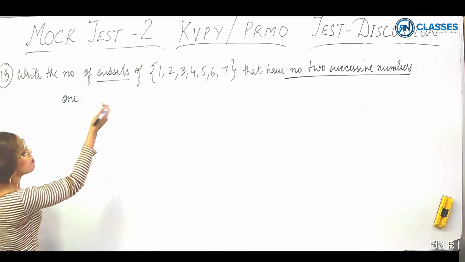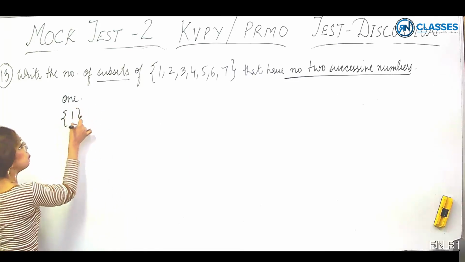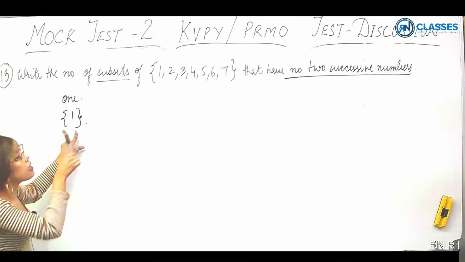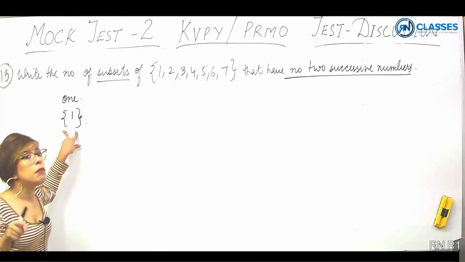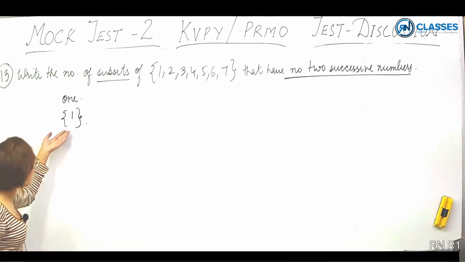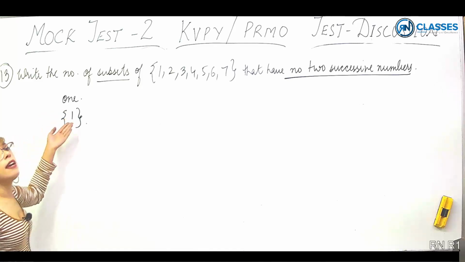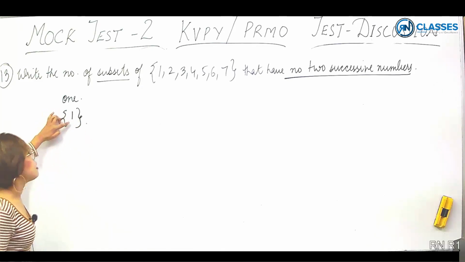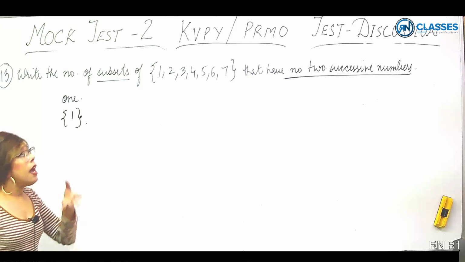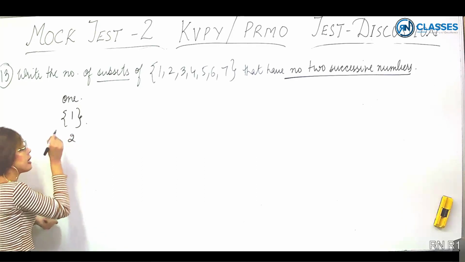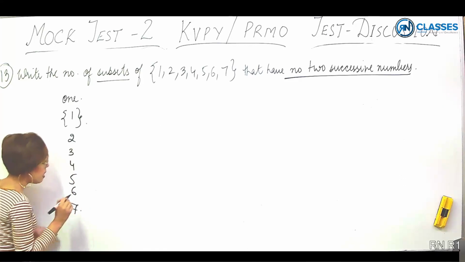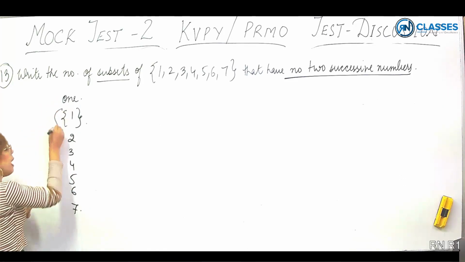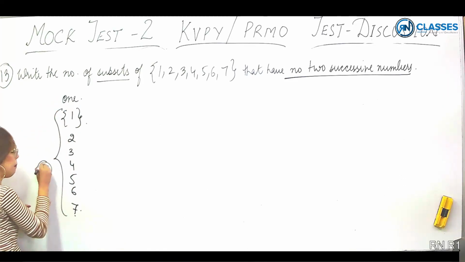Now, if I take the subset that is just 1, do you think this set satisfies the property? The property is that no two successive numbers should be there. You can see no two successive numbers are there, so this is one such subset. Another can be the set containing 2, then 3, 4, 5, 6, 7. So 1 element subsets, you would have 7 in number.